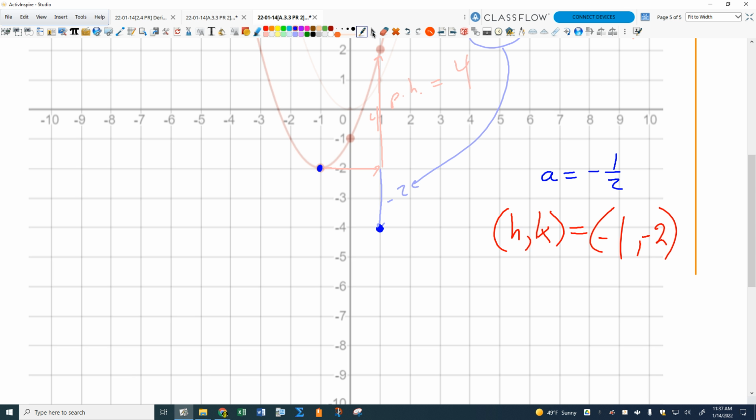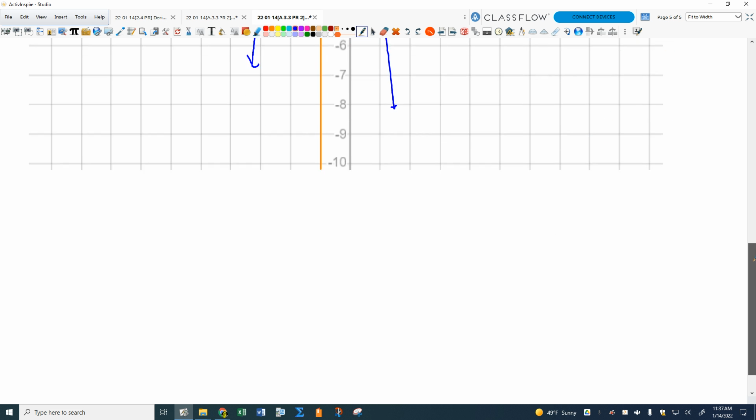I know that I can reflect over the axis of symmetry to get a free point on the other side. Reflect over to there. This one's 2 to the right, so this one's 2 to the left. And now there's my shape.